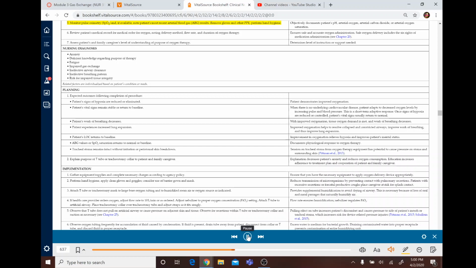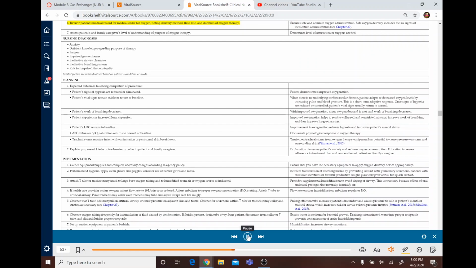Remove gloves and other PPE, perform hand hygiene. Objectively documents patient's pH, arterial oxygen, arterial carbon dioxide, or arterial oxygen saturation. 6. Review patient's medical record for medical order for oxygen, noting delivery method, flow rate, and duration of oxygen therapy. Ensure safe and accurate oxygen administration. Safe oxygen delivery includes the 6 rights of medication administration, see Chapter 20.